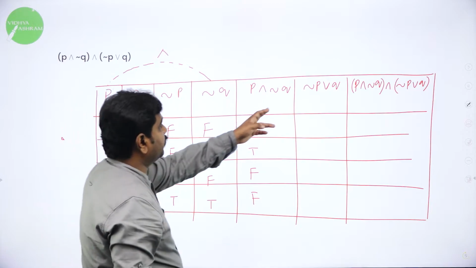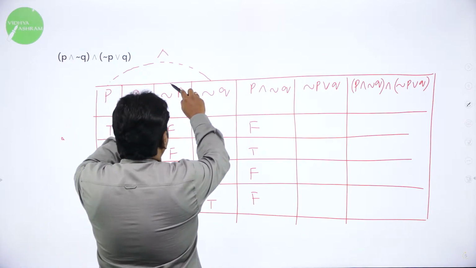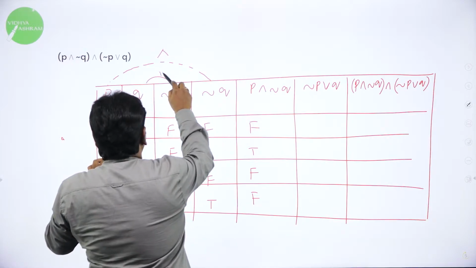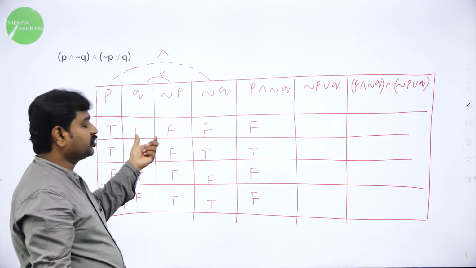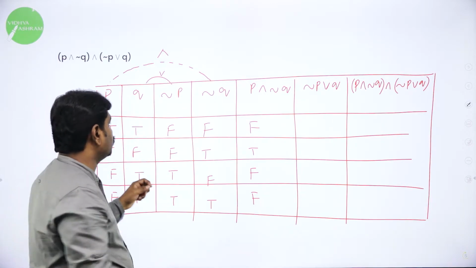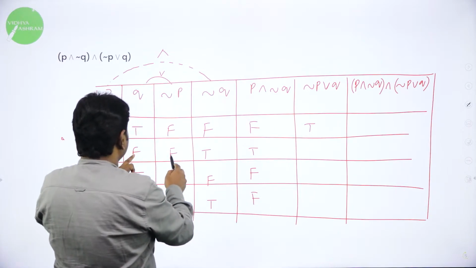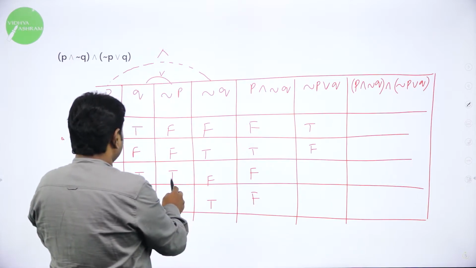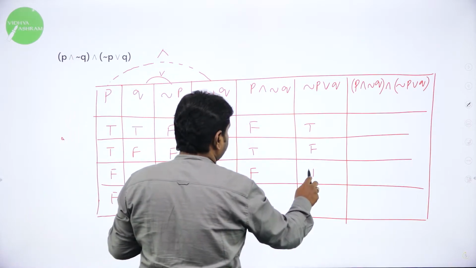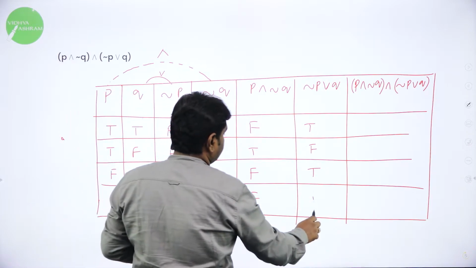Then not P or Q. Not P or Q means this is not P and this is Q. For these two, you should do OR operation. OR operation means what? If any one statement is true, result is true. So out of these two, one is true, so result is true. Out of these two, both are false, so result is false. Out of these two, one is true, so result is true. Out of these two, one is true, so result is true.